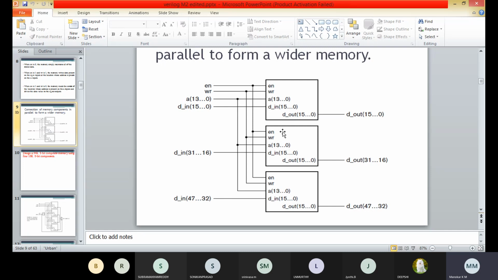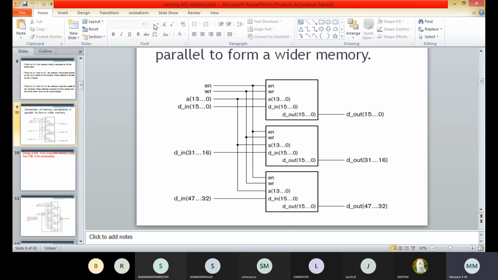Here we can decode these bits to derive the select signals to activate the required memory component. The address of the location A within the selected memory component is A mod 2 power k, and this is represented by the least significant k bits of the address.